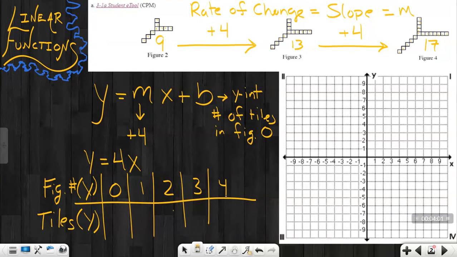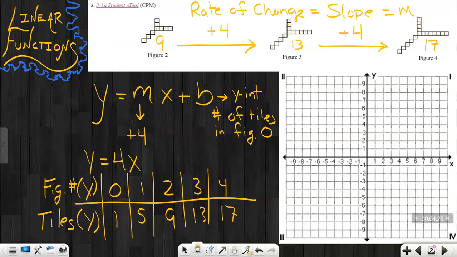Now I know Figure 2 was 9, I know Figure 3 was 13, and I know Figure 4 was 17. I'm merely inputting the number of tiles into my table. I'm just recording the data. And I'm going to work backwards by doing the opposite. Since I'm adding 4 in this pattern, I'm going to subtract 4 to go back. 9 minus 4 is 5.